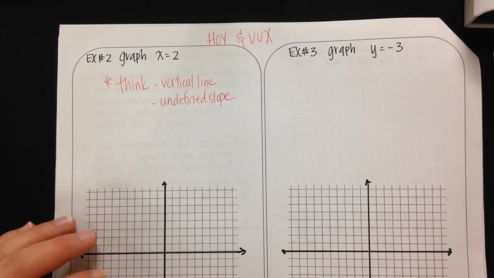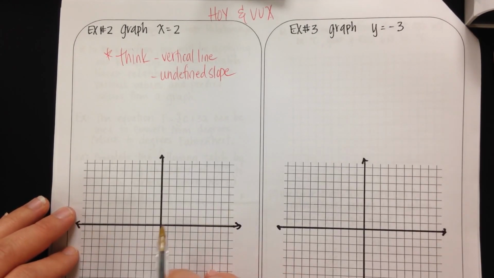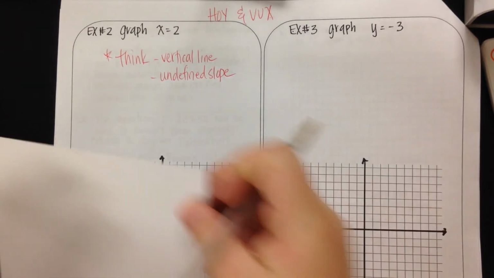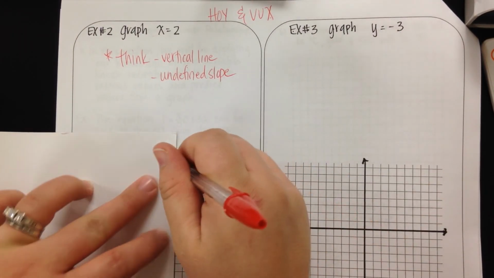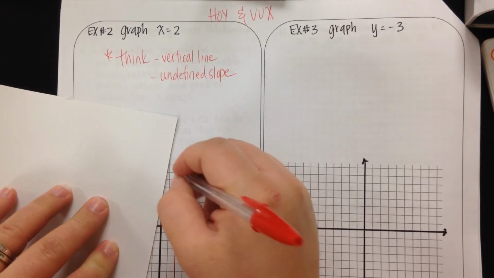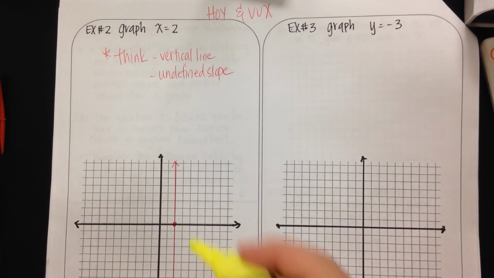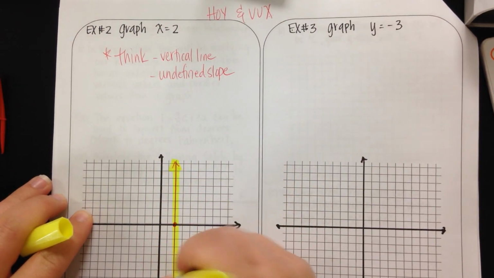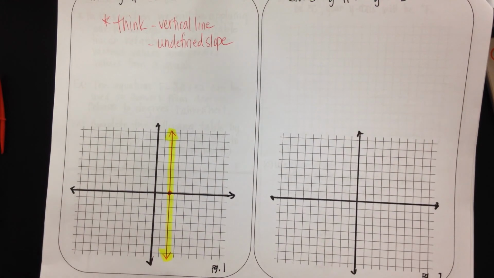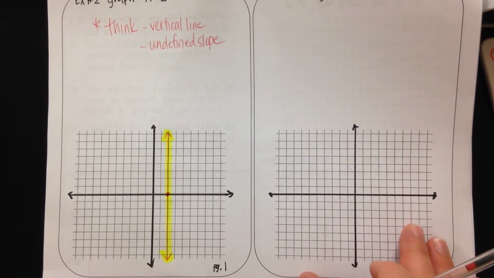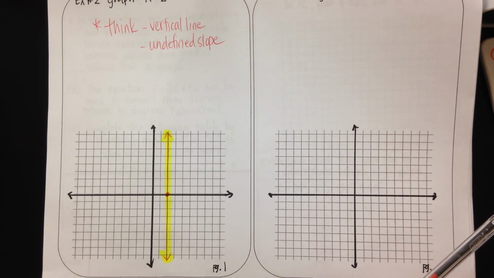So if x equals 2, we're going to go to our x-axis. We're going to go over 2 places. We're going to draw a dot. And since I know my line is going to be vertical, it's going to follow along up and down. That's my graph. Okay, now I'm going to highlight this because I want you to be able to see it very good. Okay, it's a vertical graph. This is an x equals 2 graph. Very simple. Okay, the hardest part is you remembering which way it goes.